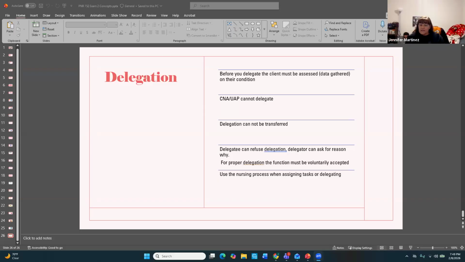They can refuse delegation. So if you ask a UAP to perform a task and they say no, you can ask them for a reason. For proper delegation, the function has to be voluntarily accepted. Again, use the nursing process when you're assigning or delegating tasks, but always ask why. If they tell you they don't want to do something, ask them why, because there's a variety of reasons why they can say no.